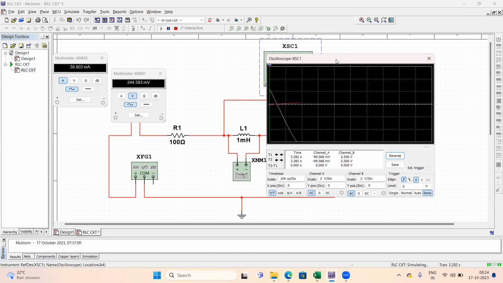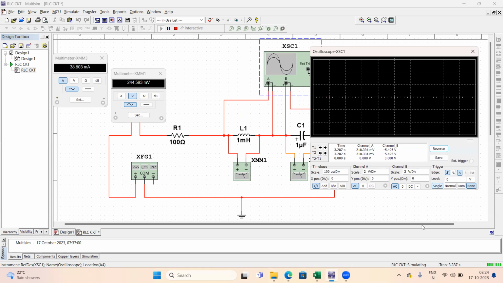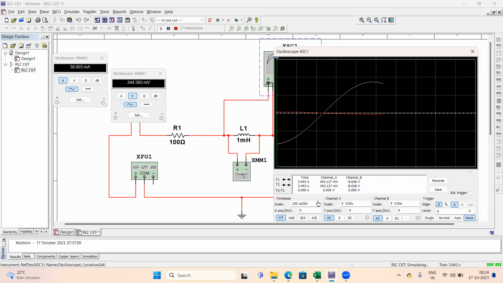Here you can observe these values. Let me change this voltage sensitivity a little bit, so that this waveform will be properly visible. Fine. Now a certain waveform is visible. We have to properly select the time scale so that this waveform will be properly visible, so let me change the time scale a little bit.